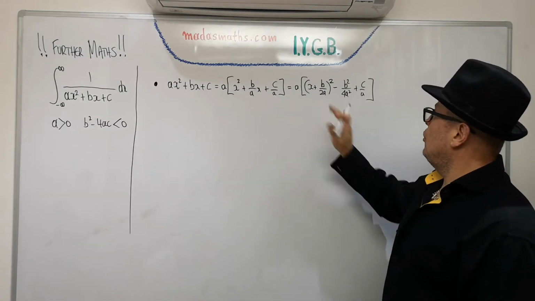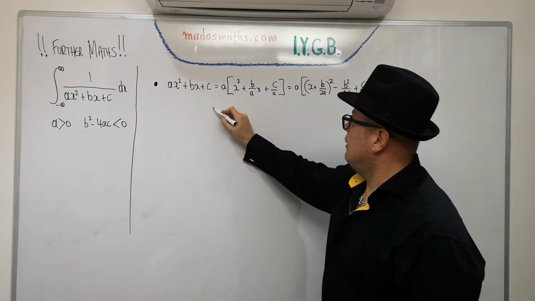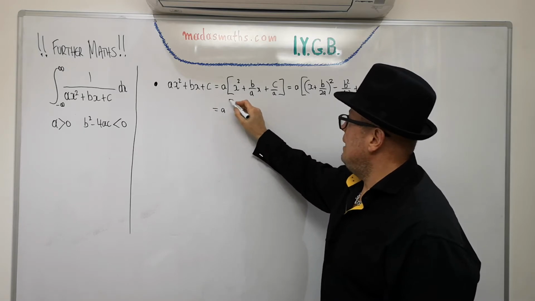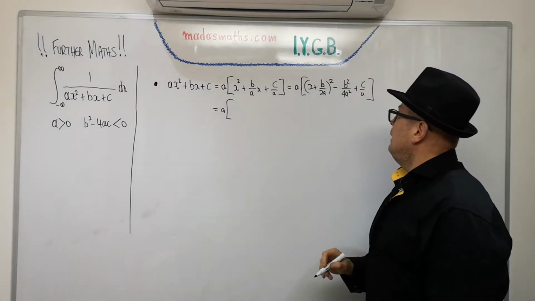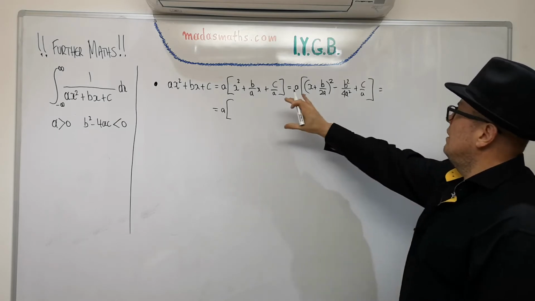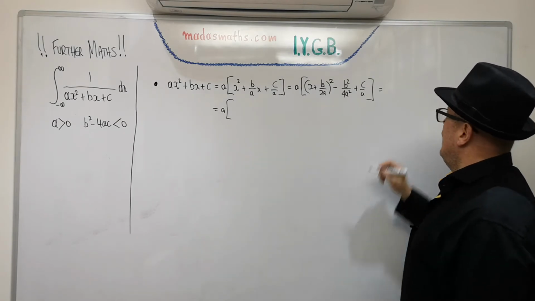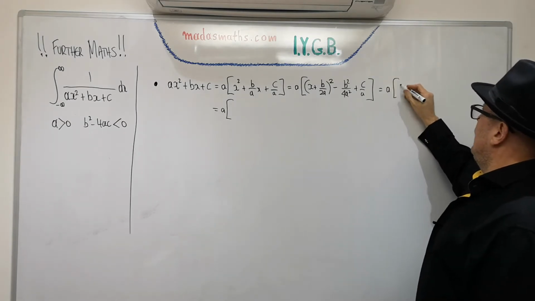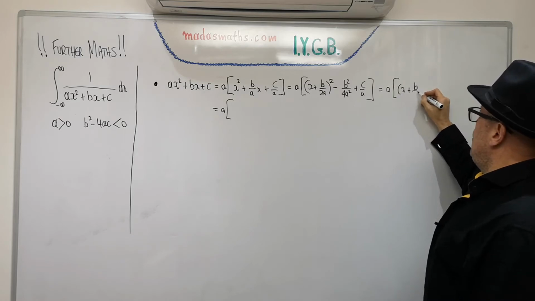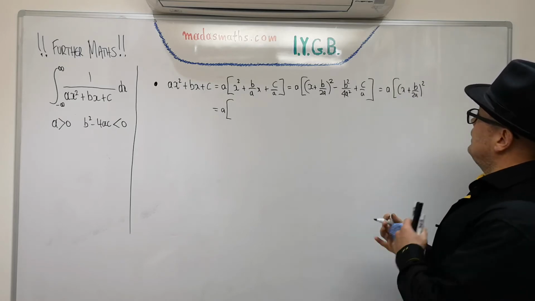So far so good. Just need to do a little bit of a tidy for this. So it's going to be a, actually let me do the tidy here so I don't have to go too far down on the board. A (x plus b over 2a) all squared.